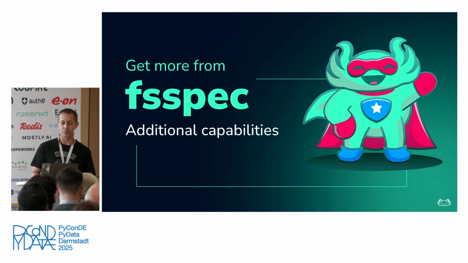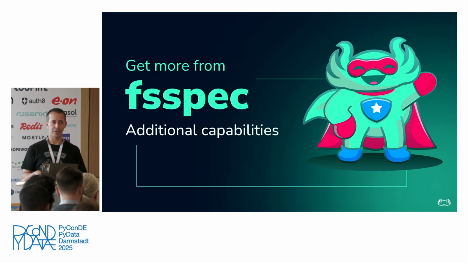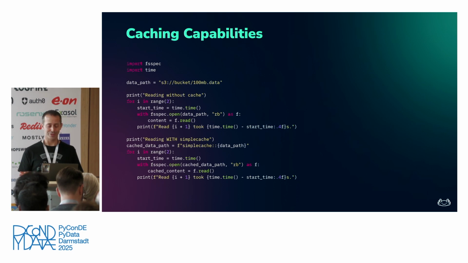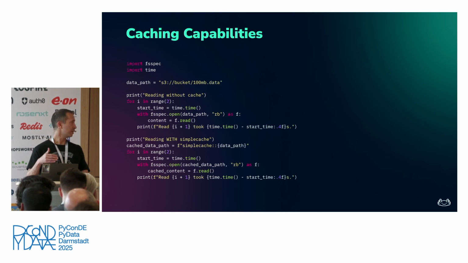Okay, but there is more. We mentioned that there are additional capabilities to fsspec. Let's look at one, caching. This works quite interestingly. The really cool thing about the fsspec abstraction is that it enables elegant composition. The feature we are using here is called URL chaining. We are chaining a string into the URL.